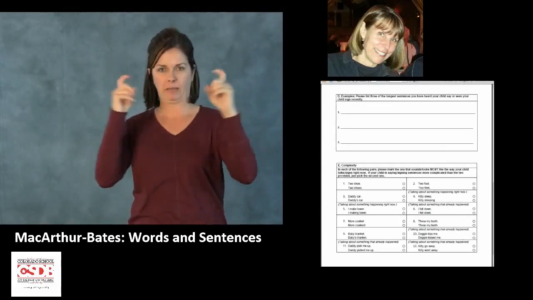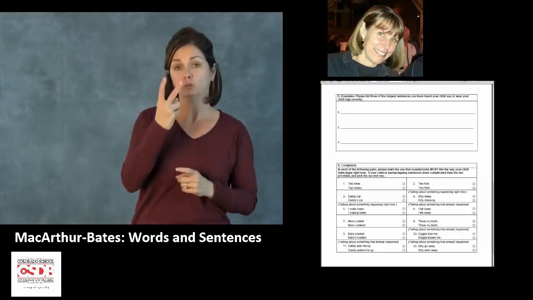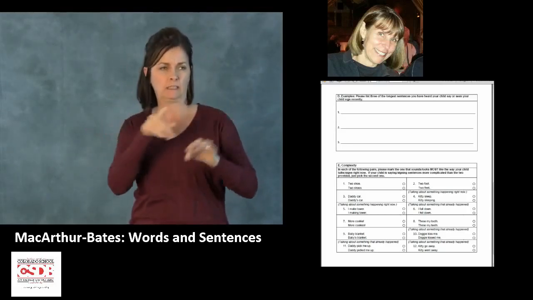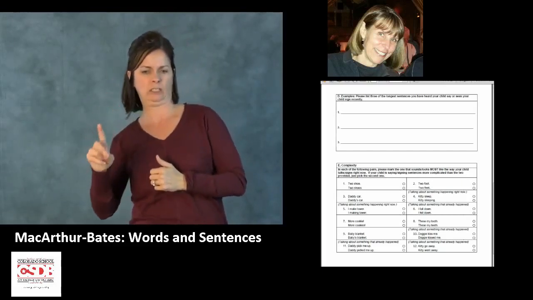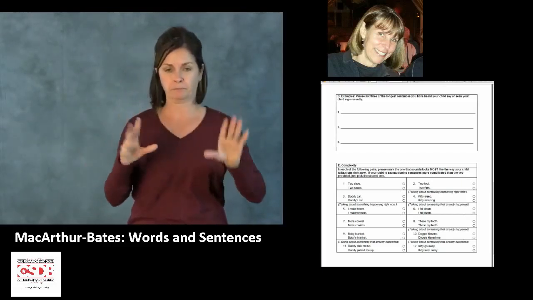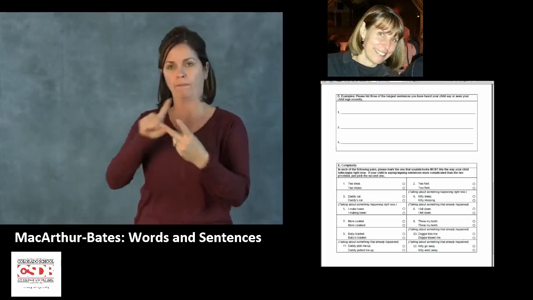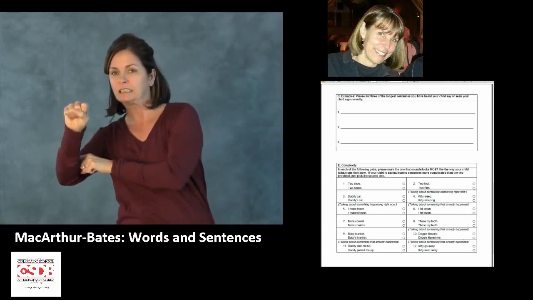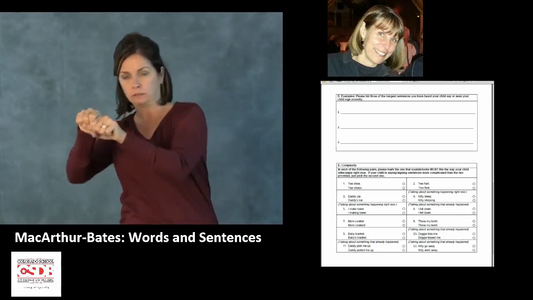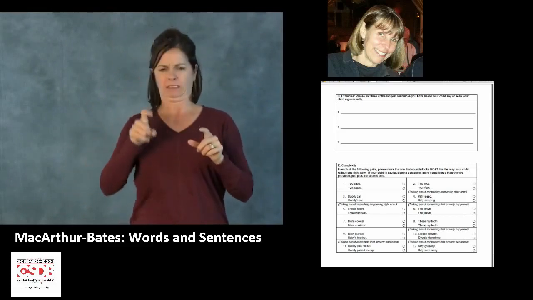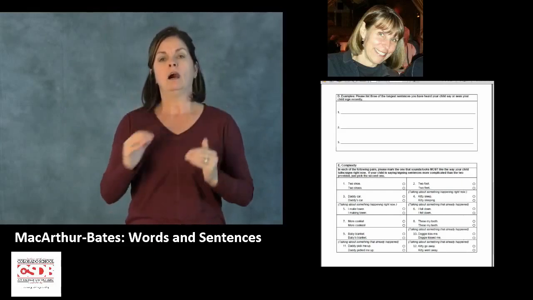And the parent is given 2 phrases or sentences and asked to choose which one sounds more like the way their child would say a given phrase. So for example, in number 1, the choices are to shoe or to shoes with a plural S at the end of shoes. And the parent is to mark which one is more like what their child is saying. The second sentence is always somewhat more complex grammatically than the first sentence.